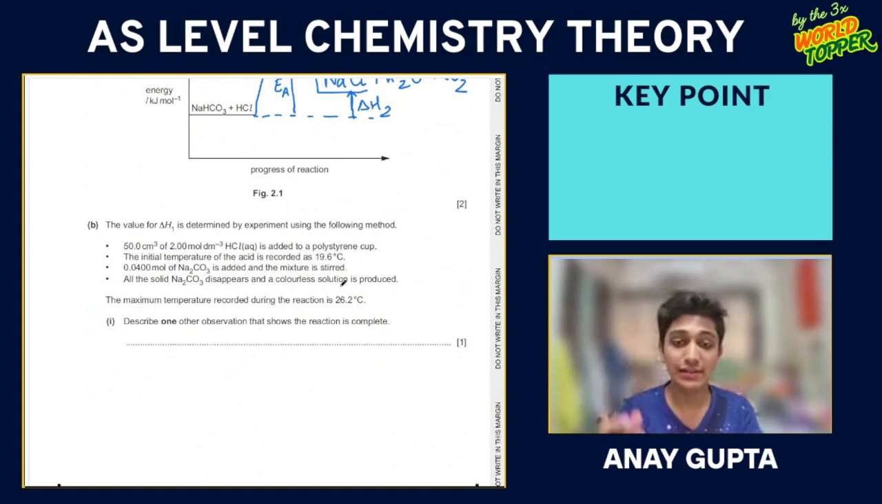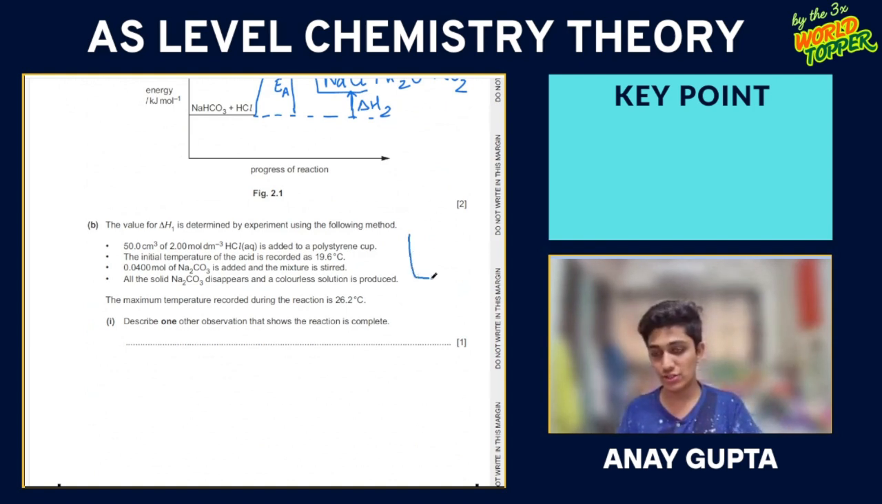The value for delta H1 is determined by using the following method. 50 centimeters cube of 2 mole per decimeter cube of HCl is added to a polystyrene cup. So always just mentally start visualizing the experiment. There is a polystyrene cup over here. In that, they have added some HCl. Now initial temperature of the acid is recorded. There's a thermometer over here.